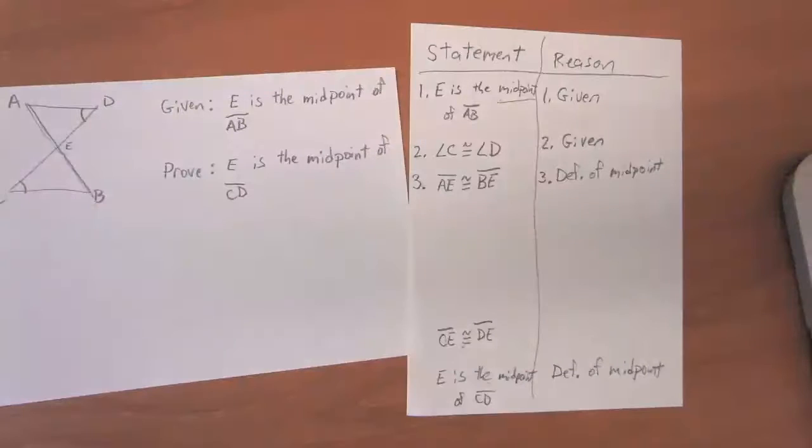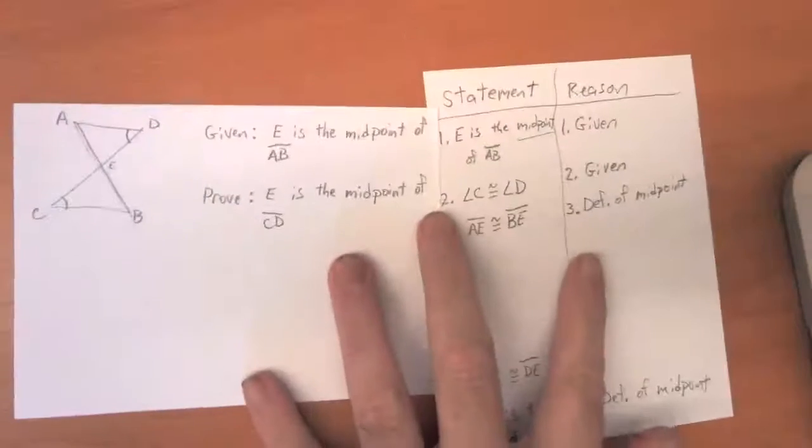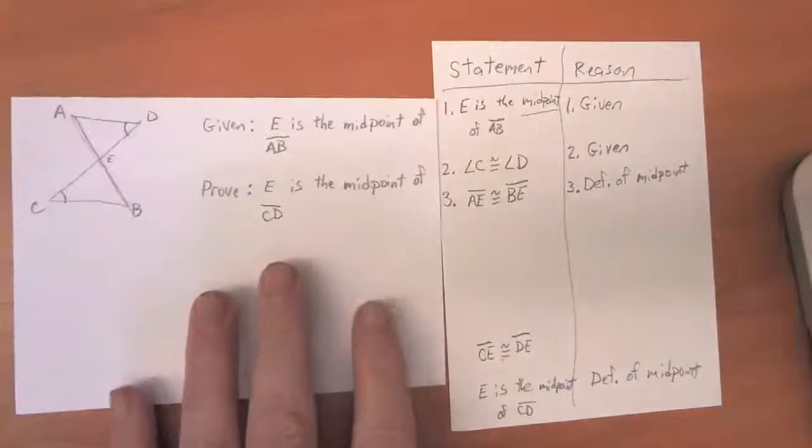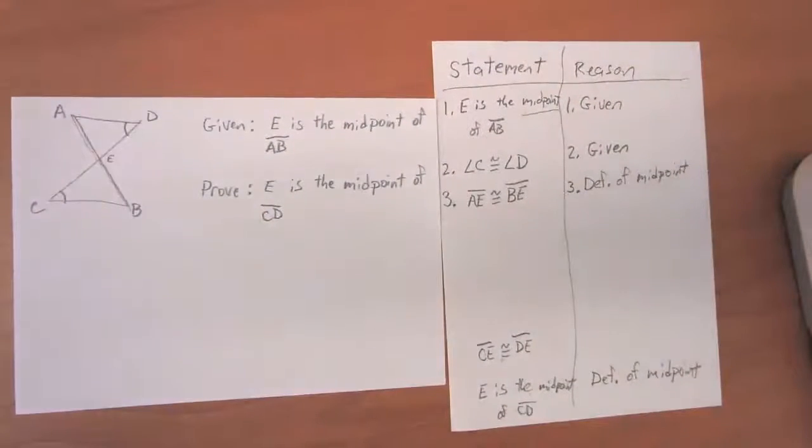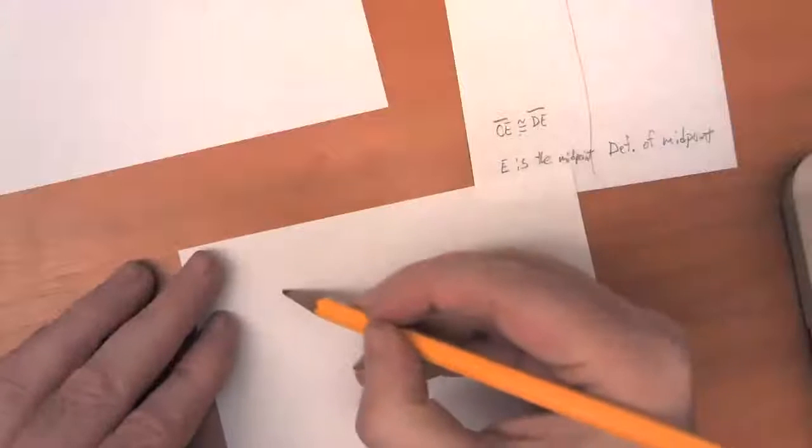In this video, I want to talk about the vertical angle theorem and when we use it as a reason in a proof. Let's go back to a sample proof. So here's a proof that we've started and gotten a little traction in. Remember, a vertical angle happens whenever you've got two intersecting lines.